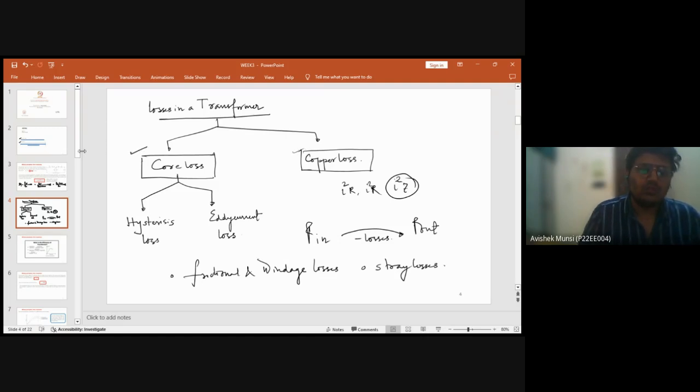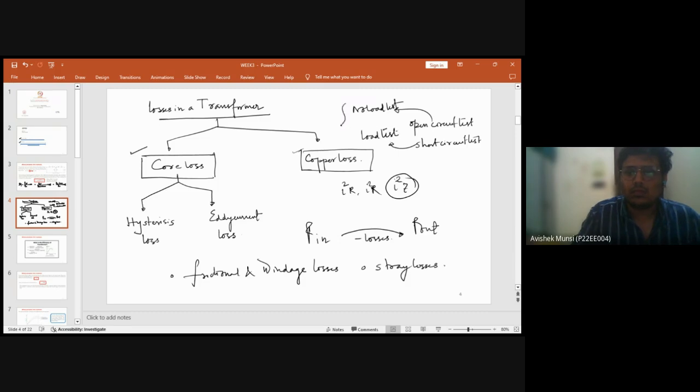Fine. So there are two tests of transformer. One is the open circuit test. Another one is the short circuit test. In some cases, we call the open circuit test the no load test and the short circuit test the load test.